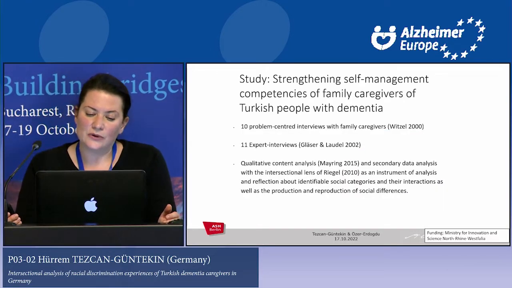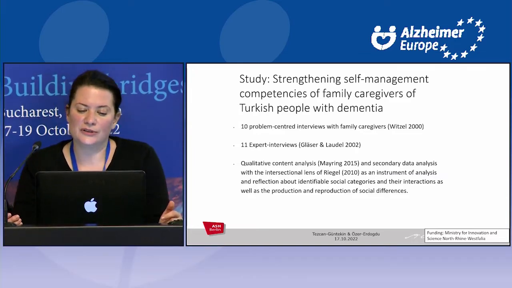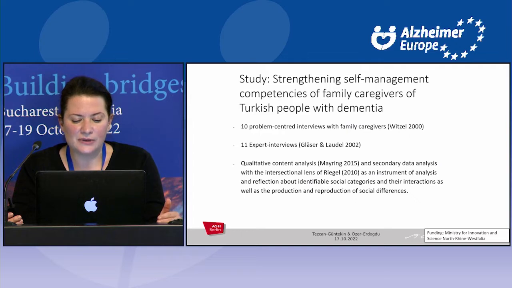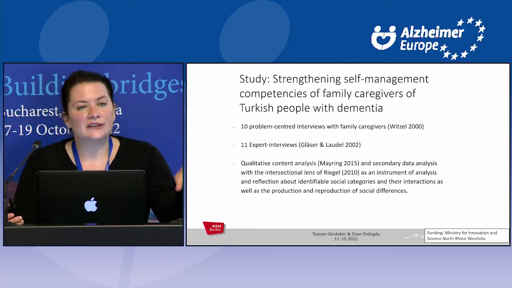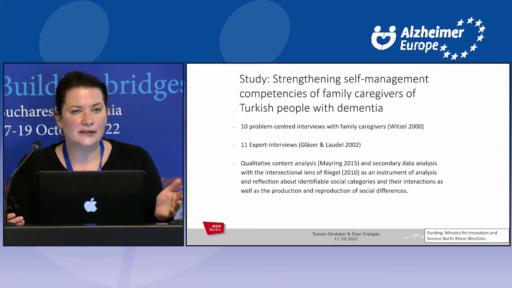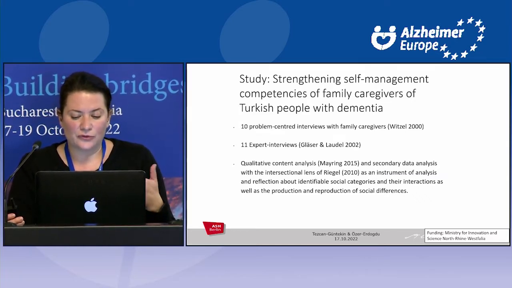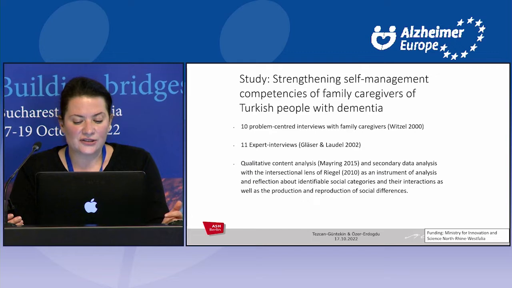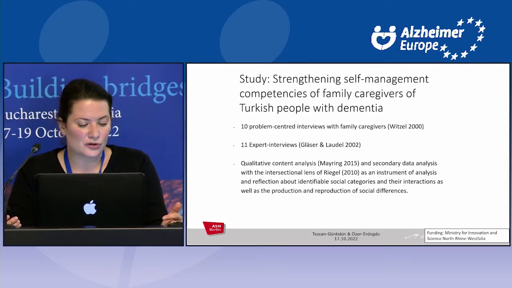The primary study was about strengthening self-management competencies of family caregivers of Turkish people with dementia. We conducted 10 problem-centered interviews with family caregivers and 11 expert interviews. I don't want to talk so much about the results of this primary study because of the time. We conducted the qualitative content analysis in this primary study and then a secondary data analysis with the intersectional lens of Riegel. That's an instrument of analysis and reflection about identifiable social categories and their interactions, as well as the production and reproduction of social difference.